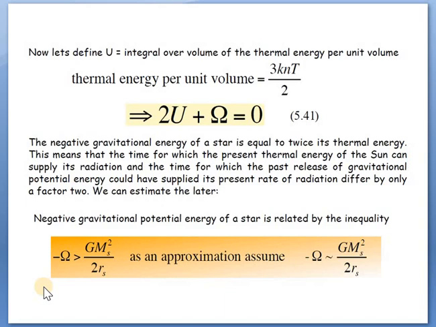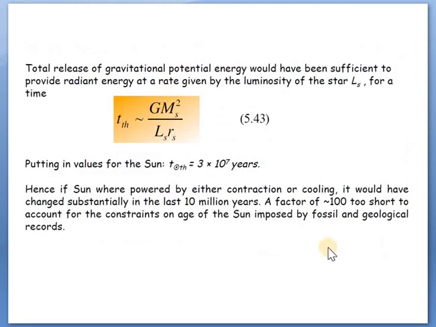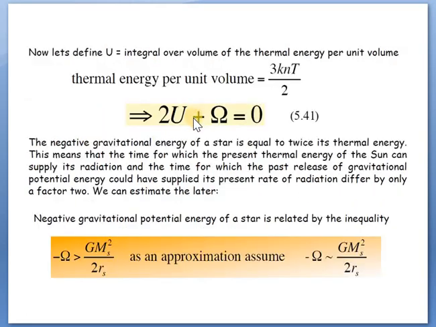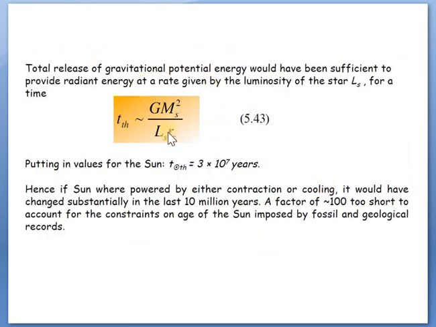Now let us estimate it. So this is the number, which we will approximately assume, and thus the total release of gravitational potential energy would have been sufficient to provide radiant energy at a rate given by the luminosity of the star for a time, and this is important, this time scale. Using the previous expression, which we know, we can get this time scale, and putting in the values we get this value for the Sun.